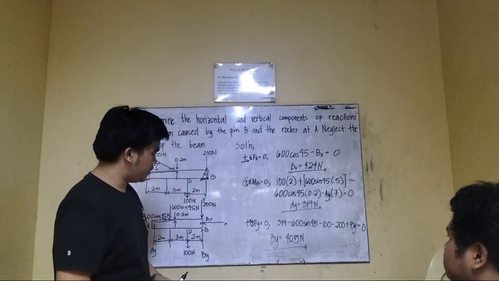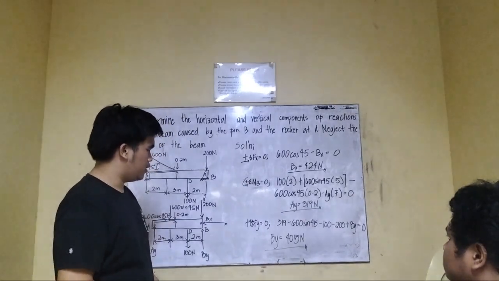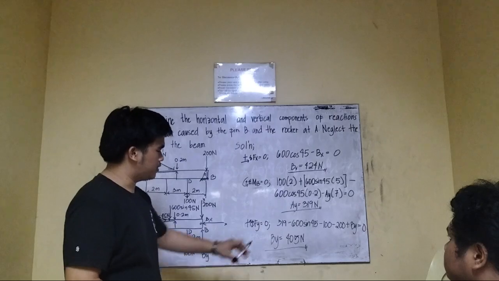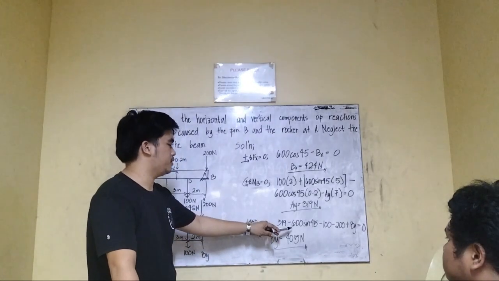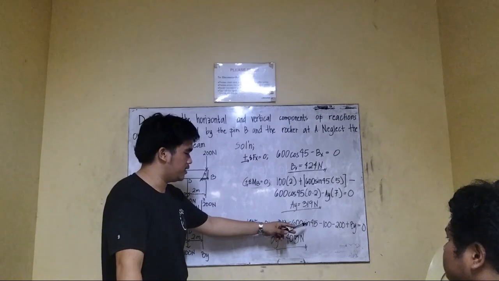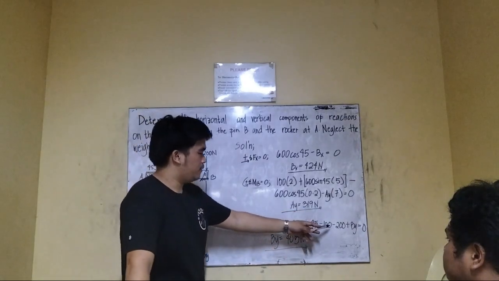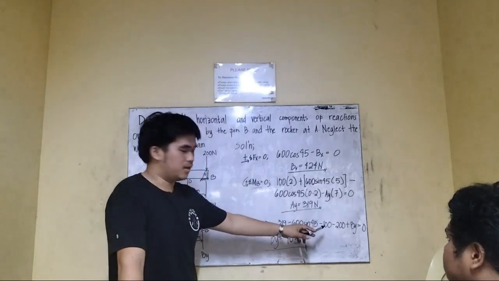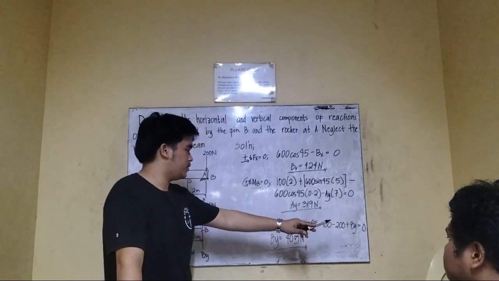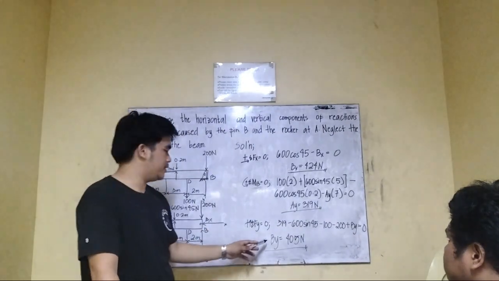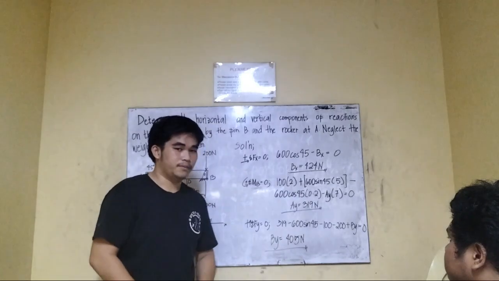Then the summation of Fy, we're going to substitute the Ey. So we have 319 minus 600 sine 45 degrees minus 100 Newton of load going downward, so it becomes negative. Then minus 200 plus By equals 0. So our By here is equal to 405 Newton.